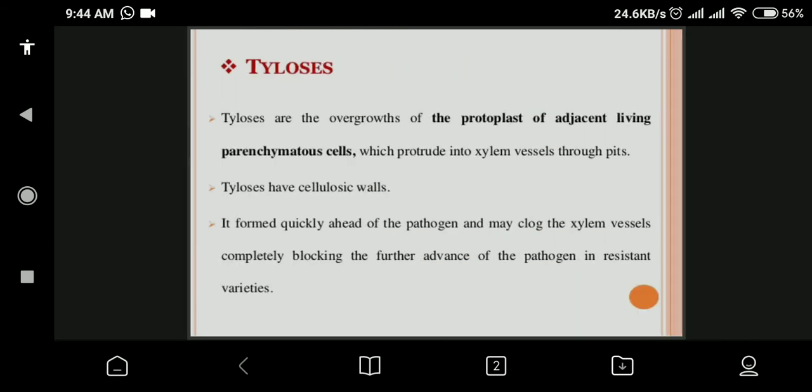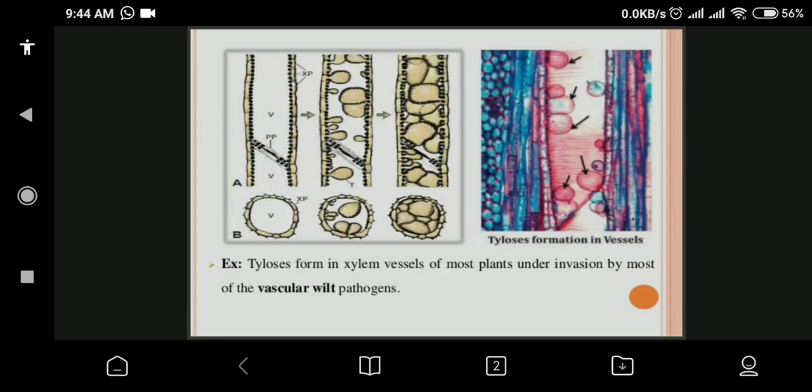Tylosis. Tylosis are the outgrowths of the protoplast of adjacent living parenchymatous cells which protrude into xylem vessels through pits. These are the diagrams of the tylosis. Here you can see balloon-shaped cells which are filling the xylem vessels. These are known as the tylosis.